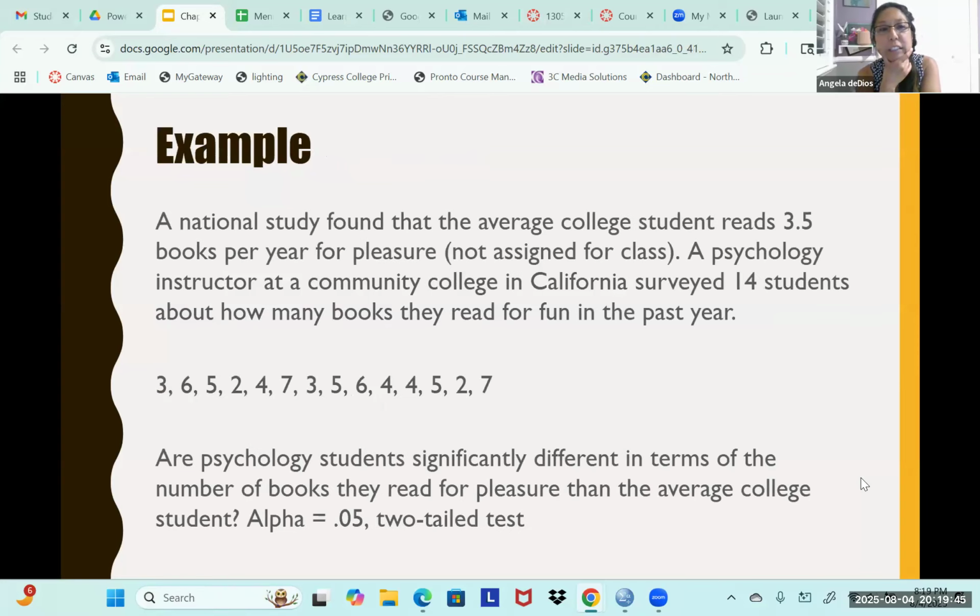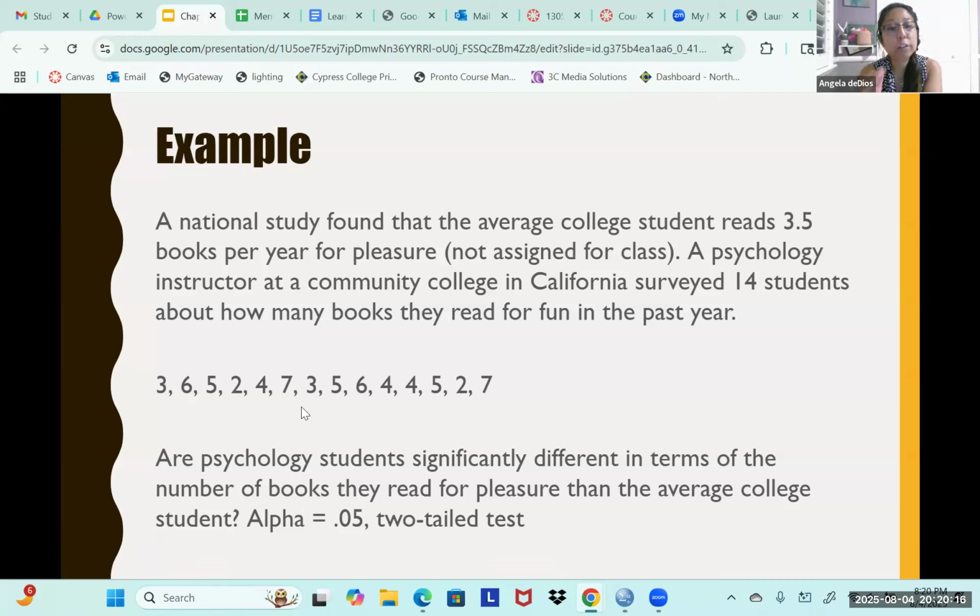All right, here is an example. A national study found that the average college student reads 3.5 books per year for pleasure. A psychology instructor at a community college in California surveyed 14 students about how many books they read for fun in the past year. I'm going to presume that this psychology instructor asked psychology students. And these were the answers. These were the 14 students. So this person said, I read 3 books in the last year.